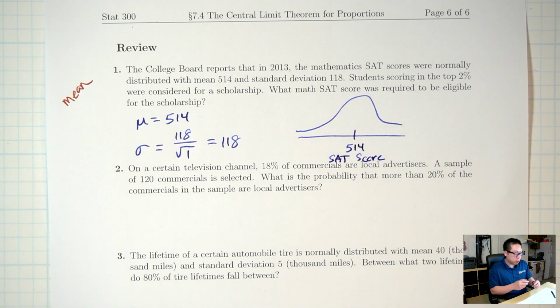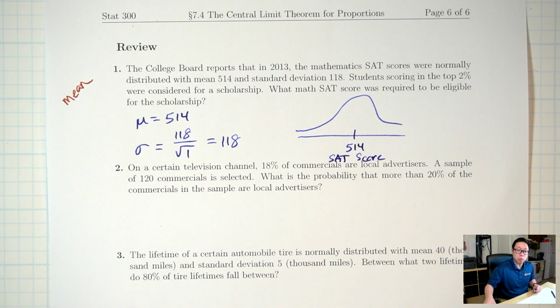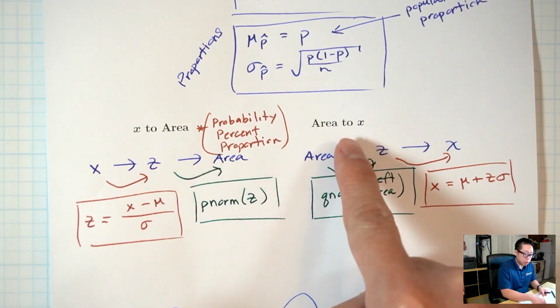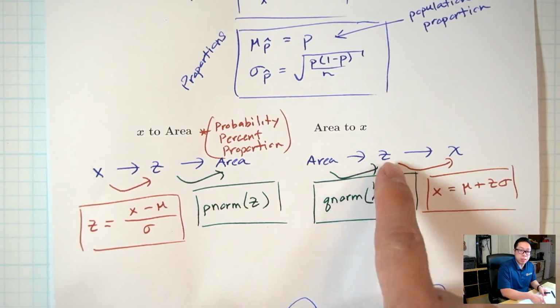All right, and then two more decisions we have to make. Is this an x to area or an area to x? And then whether it's shaded left, shaded right, or shaded between. So for means, it could be either one. Right? It could be x to area or it could be area to x. So you do have to decide here.